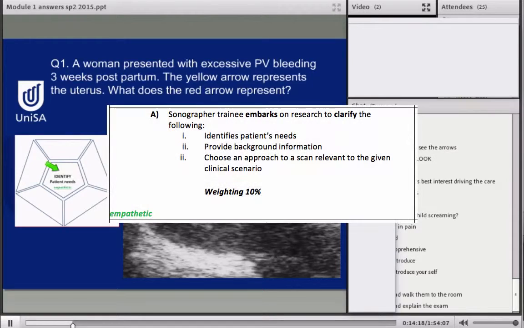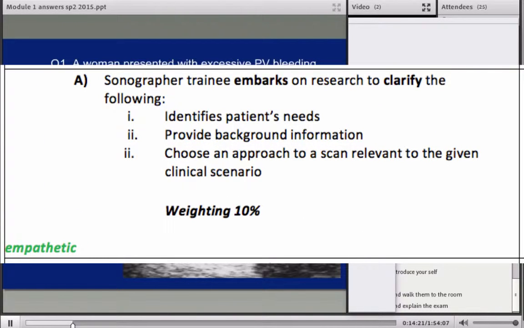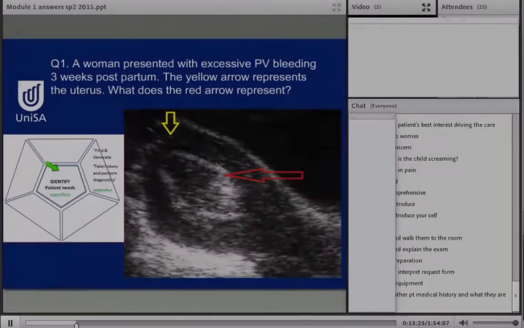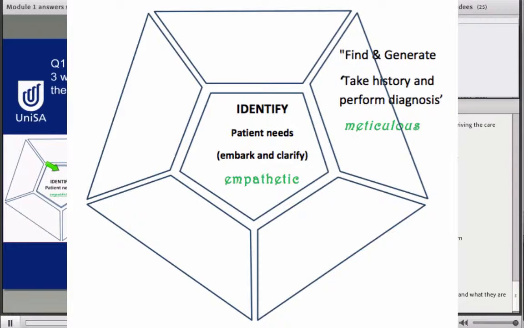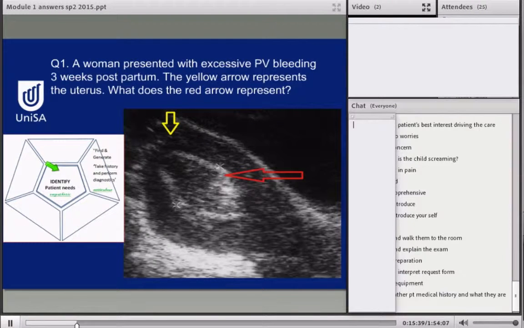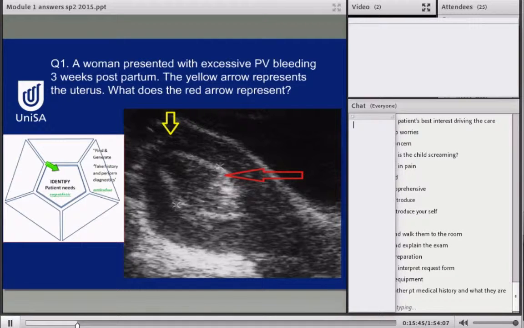So in the rubric, it says sonographer trainee embarks on research to clarify the following: provide background information, choose an approach to a scan relevant to the given scenario, and obtain relevant history. So all that in the marking rubric is pretty much what you've done here. Okay. And also, in the rubric, the next bit is find and generate, which is how meticulously you're approaching this whole thing to come to a diagnosis. So that also involves knowing your theory. It's not enough to just have clinical and technical skills. You need to have the knowledge there as well, which is what you will develop as you go along.